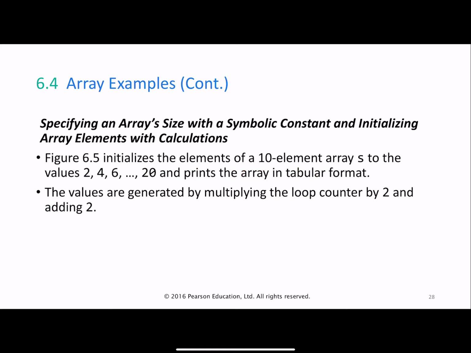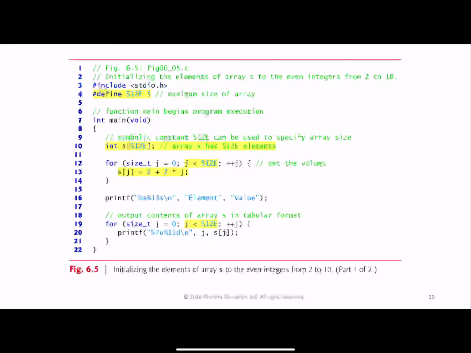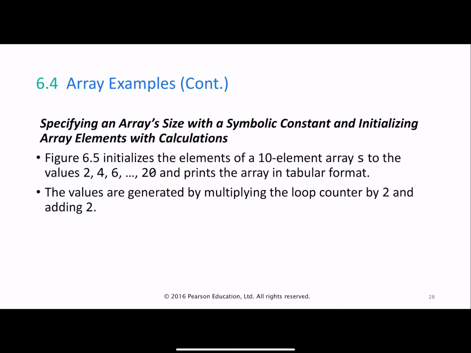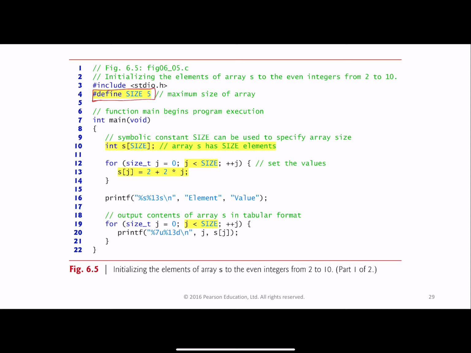Now sometimes it's inconvenient, maybe your array is very large, to type out all the initial values of all elements of an array. Sometimes it's easier to do it by computing the value using a formula. So let me show you how that can work. And let me also show you another new thing. This over here is called a symbolic constant. This is also something new here.